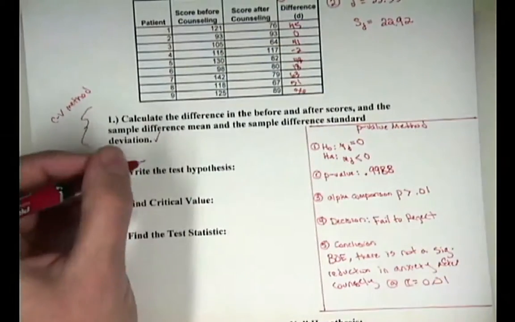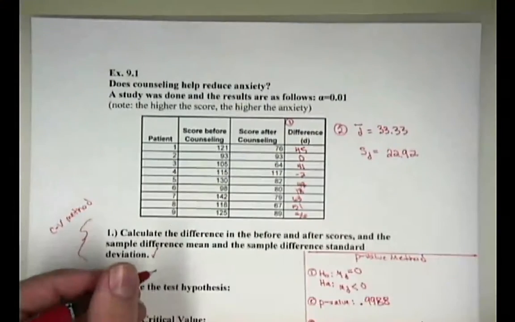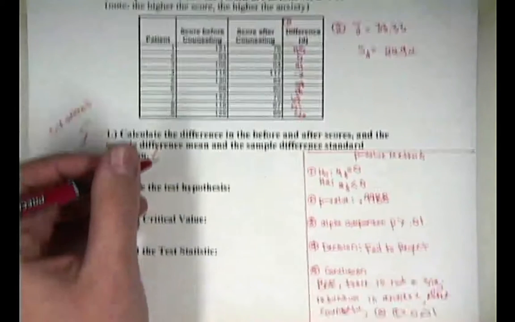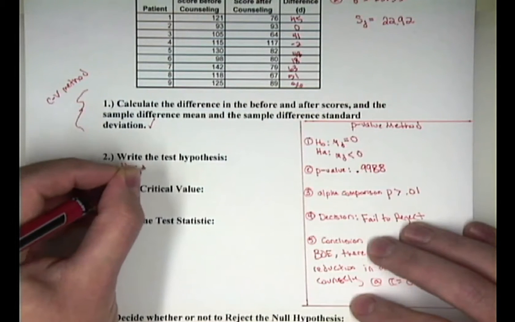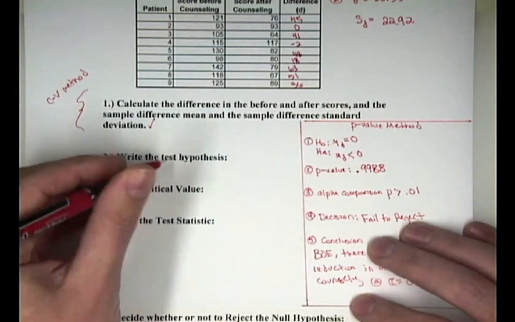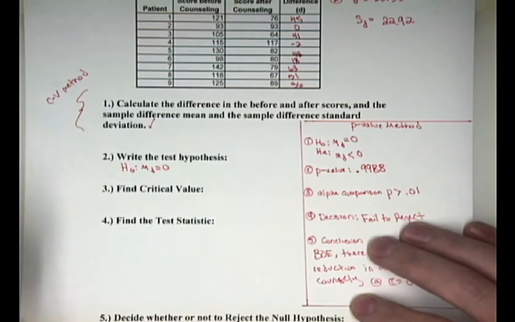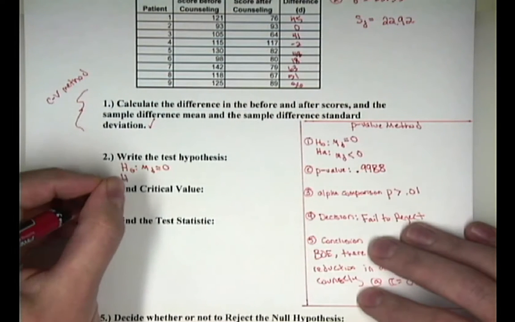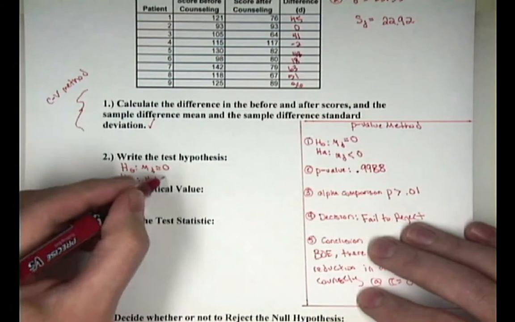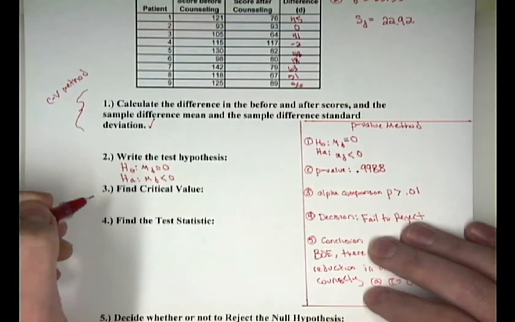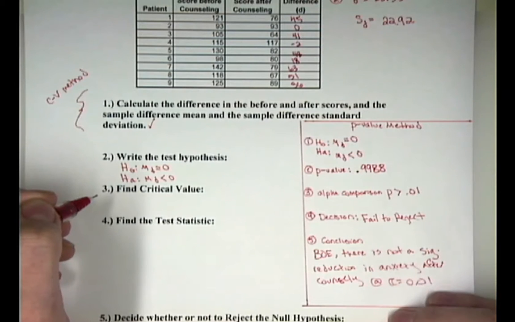Now we want to write a test hypothesis, and they asked us in the question, does counseling help reduce anxiety? So H naught will be mu sub d for the differences equals 0, meaning there is no difference. And HA will be mu sub d less than 0, meaning a reduction in anxiety.